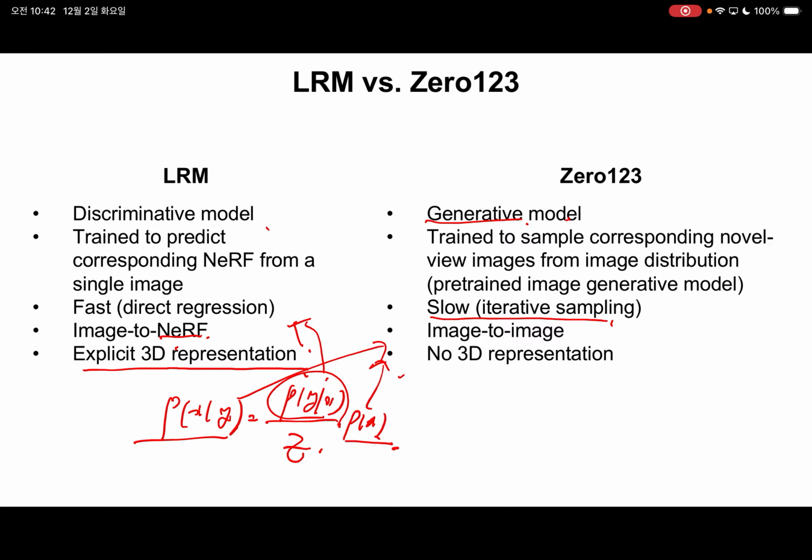And for Zero-1-to-3, the output is an image, right? Its output is not NeRF. The output is not a 3D representation, just image to image. Image to novel viewpoint image. That is the input-output formulation of Zero-1-to-3, while LRM is image to NeRF. So that once we reconstruct NeRF, then we can render images from any viewpoint.